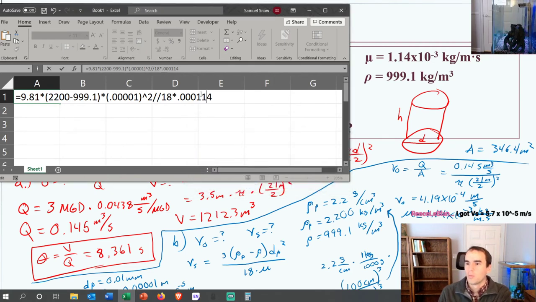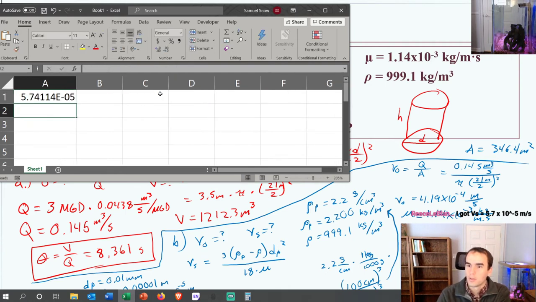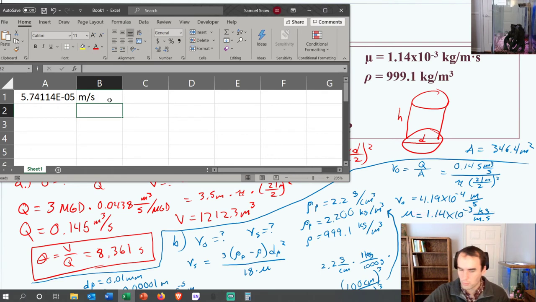So that's 1.14 times 10 to the minus third, and I did that just a little bit wrong. 0.00114 is the correct way to express that. Then also meant to put that here. Then we get an answer, and it should be in meters per second, of exactly what you just wrote there for us, 5.74 times 10 to the minus 5th meters per second. Excellent.